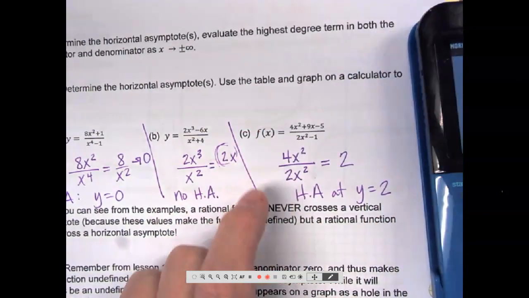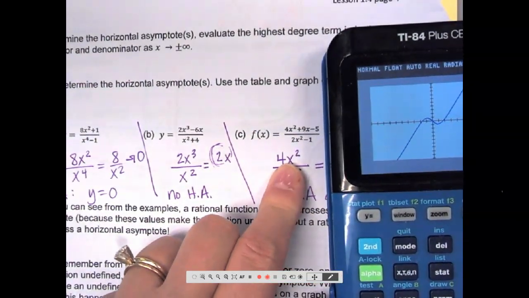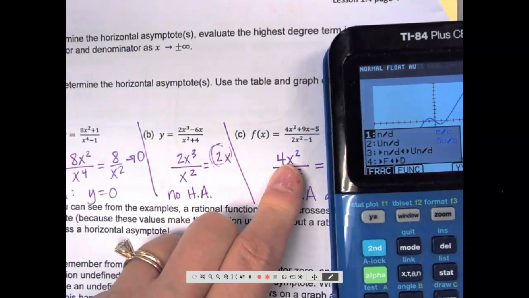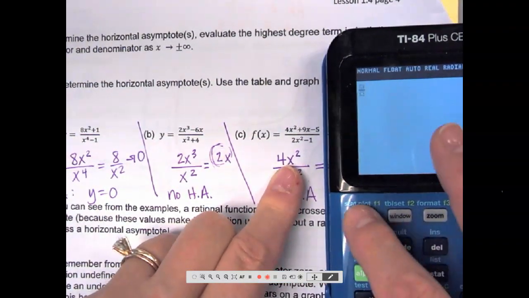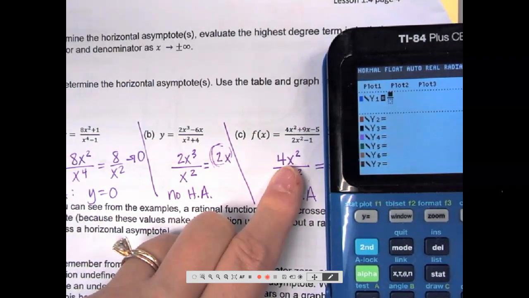Okay, last one. This one was going to be at y equals 2. So let's double check that. And then I'll mention, oops, gotta go to y equals. Now we're in business.